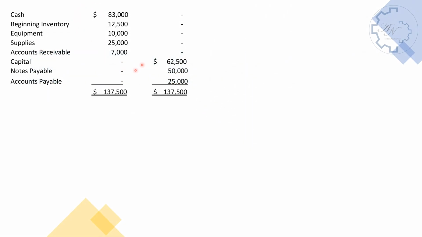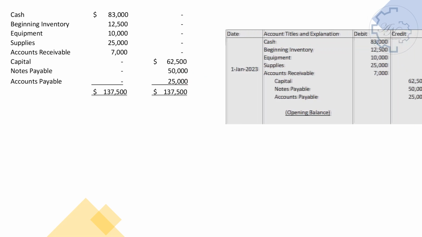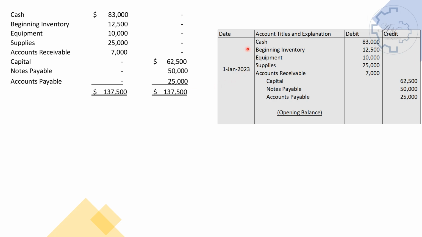I have here a trial balance that contains accounts and their opening balances. If I want to journalize them as an opening entry: debit cash, beginning inventory, equipment, supplies, accounts receivable; credit capital, notes payable, accounts payable. The description is opening balance and the date is January 1st, 2023.